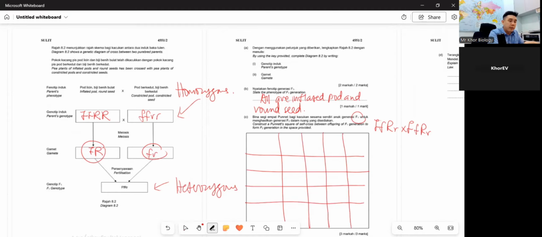Okay, so this one would be the gametes. Big, big, big, big. Just follow: big, small, small, big, small, small, big, small. So guys, just fill them up. Big, big, big, big, big, big, big, small, big, small, big, big, big, small, big, small. Big, big, small, small.